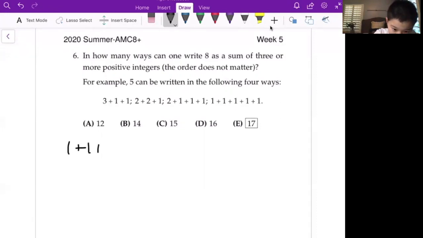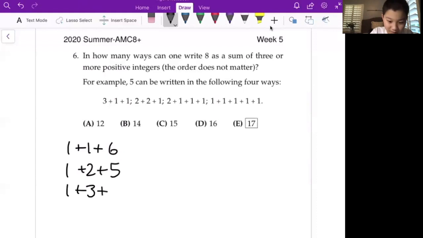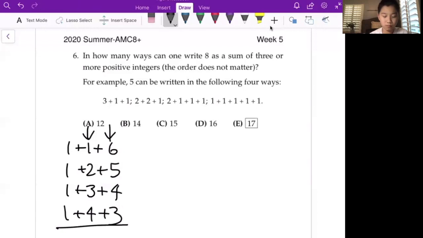1 plus 1 plus 6. 1 plus 2 plus 5. And then every time I do this, I make the second to last number bigger every time and then make the last number smaller until this. Well, what is that? It's just another way to say this. And since order doesn't matter, this is not a new permutation.